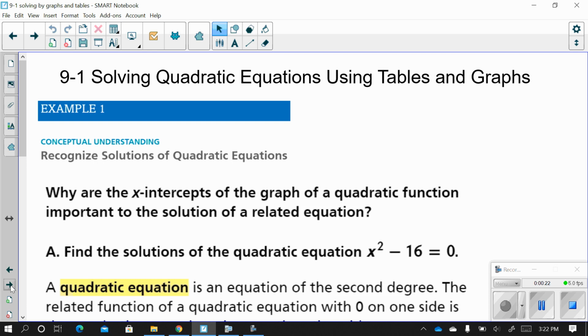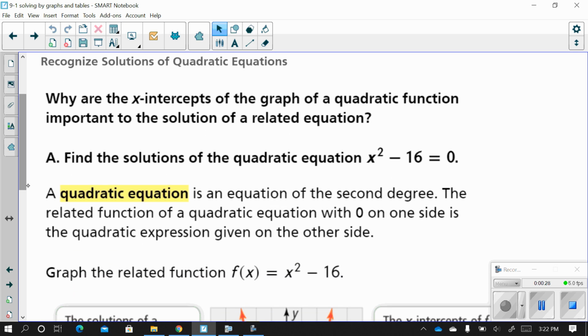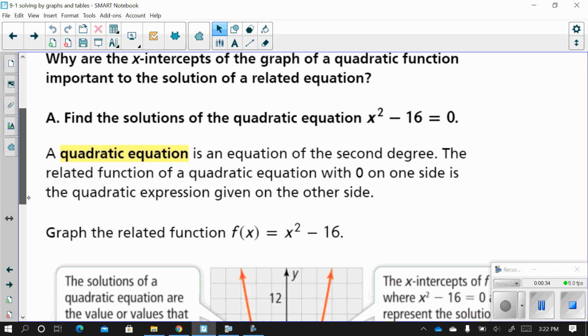So when we're solving these, we want to know what x equals. Okay, so why are x-intercepts of a graph so important to our solution? Well, let's start with x squared minus 16 equals 0. So remember, a quadratic equation is an equation of the second degree. That means we have to have an x squared in order for it to be a quadratic.